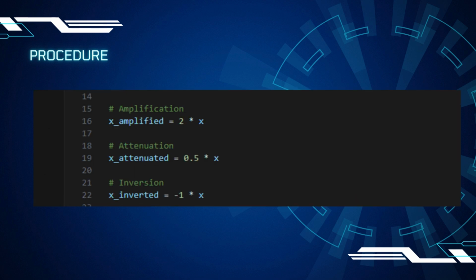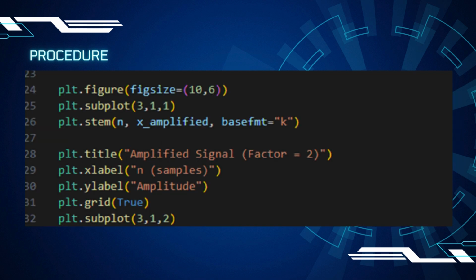This is the main part where amplitude transformation happens. First, amplification. It's used when you want to make a weak signal stronger. For attenuation, it's used to lower signal strength or control volume. And for inversion, it represents a 180 degree phase shift. Here, we plot the three modified signals.